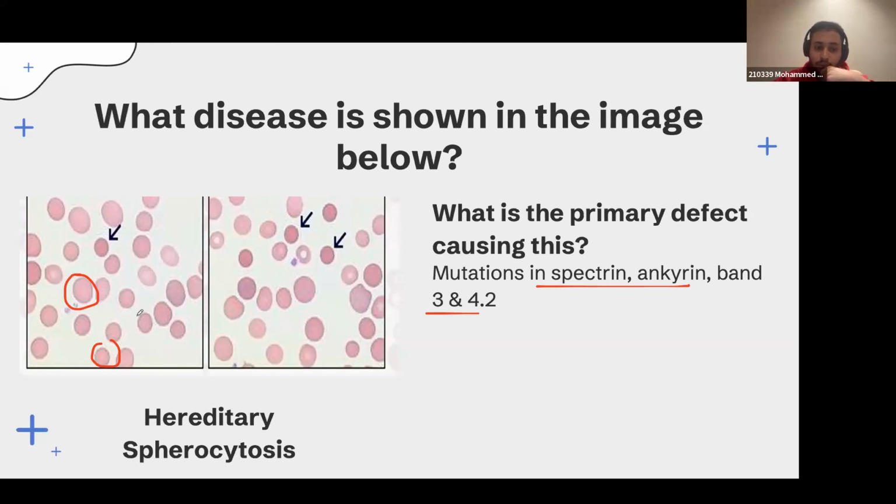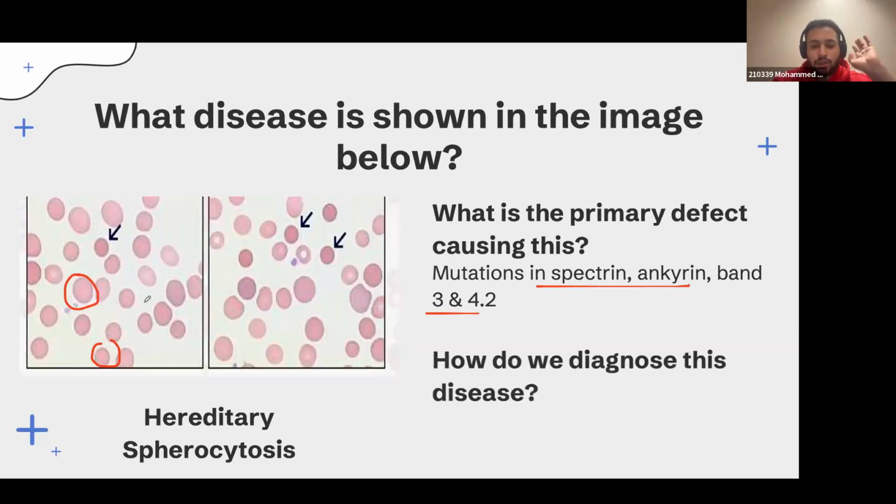Spleen, excellent, good. Because these RBCs are no longer able to distort their shape to go through the spleen, they're going to be stuck there. So the spleen is going to look at it and say, okay, I need to get rid of you. So it's going to phagocytose it, kill it, hemolysis, okay? So now that concept is there, so I'll ask you a question later on about this. Firstly, how do you confirm the diagnosis for this?